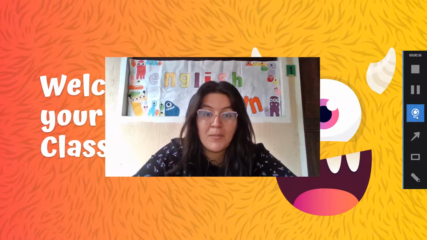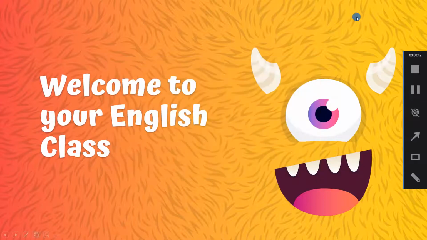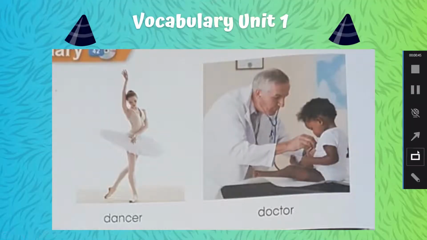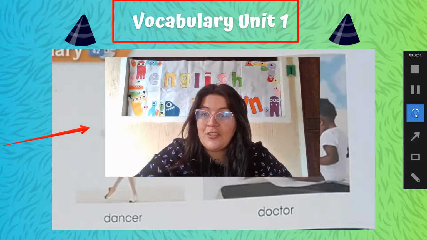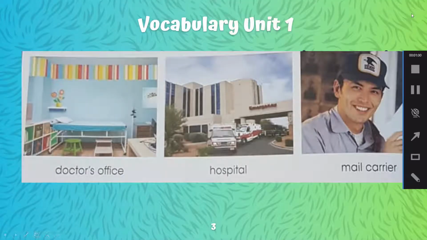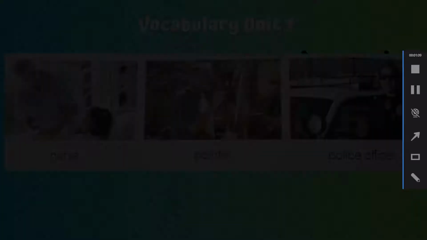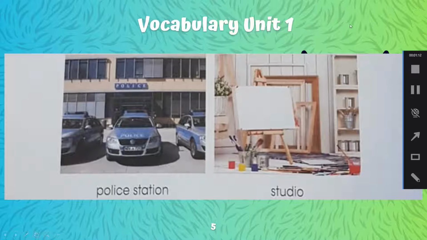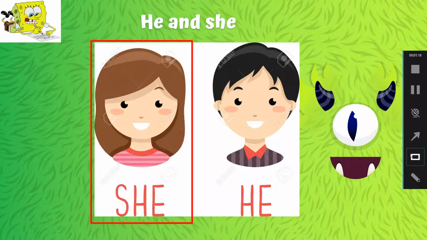So let's remember what we saw last week. Vamos a ver qué vimos la semana pasada, recordar un poquito porque es probable que se nos haya olvidado. We were talking about the vocabulary from unit number 1 and we were talking about different jobs. Do you remember? Okay? We were talking about a dancer, a doctor's office, the hospital, the mail carrier, the nurse, the painter, the police officer, the police station, and the studio, okay? And we were talking about the difference between she and he.